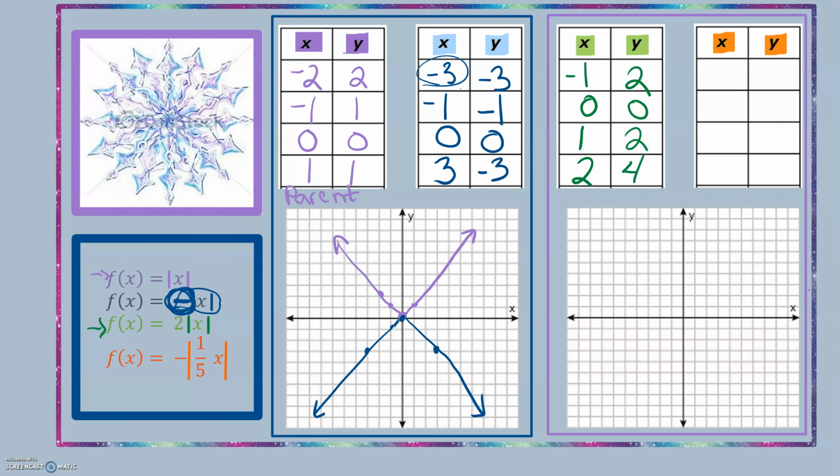All right, so here we go. I got 0, 0. I have negative 1, positive 2. Positive 1, positive 2. Positive 2, positive 4. Let's see if I counted that right. 1, 2, 3, 4. Good.